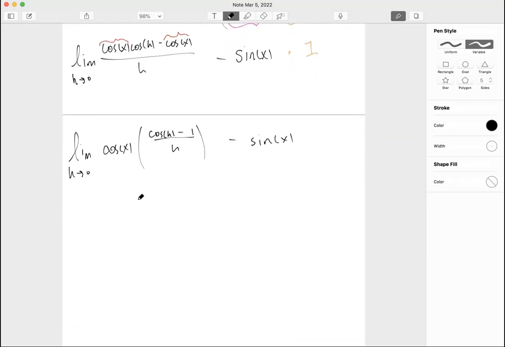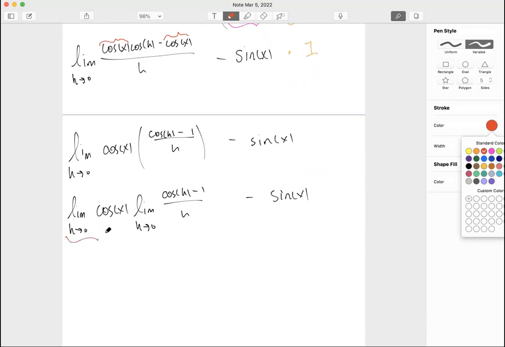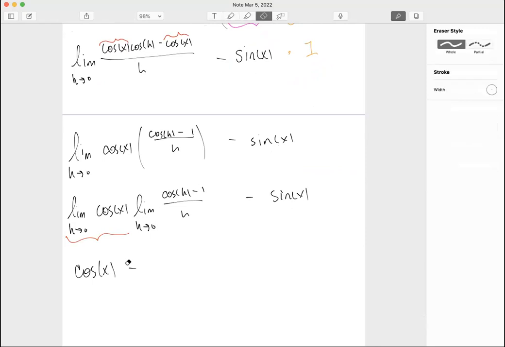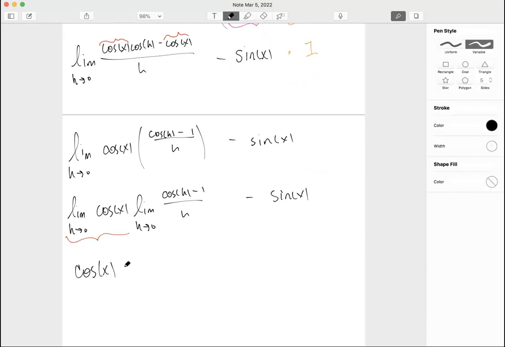Yeah, that makes sense. So now we can do the same thing that we did for the sine term, and just split up the product. And then this one has no h there, so that one is cosine. So is that where you're confused? No, it happens a little bit after.